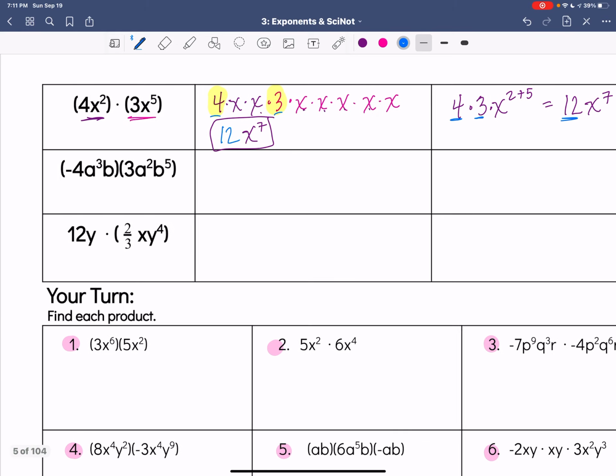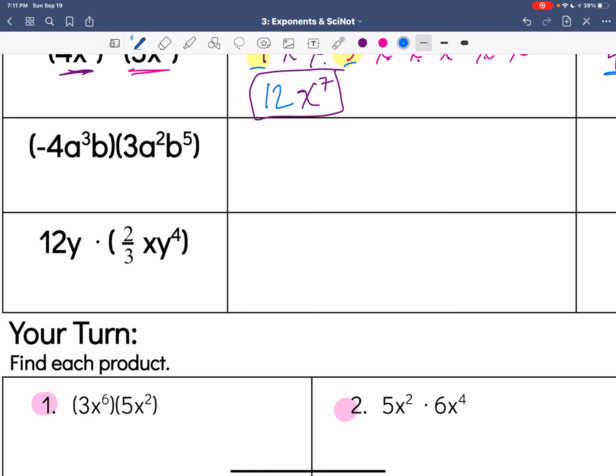All right, now we're getting a little bit crazier. First thing I like to do is look at everything. So I've got a negative 4 that has an exponent of 1, a has an exponent of 3, b does not have an exponent, so I'm going to write a 1 in. Same with 3, 3 has an exponent of 1, and then we're going to go from there. So we're going to combine our coefficients, which are negative 4 and 3, and we can just multiply those together because they're numbers, and we don't have any other bases to work with. So we've got negative 12.